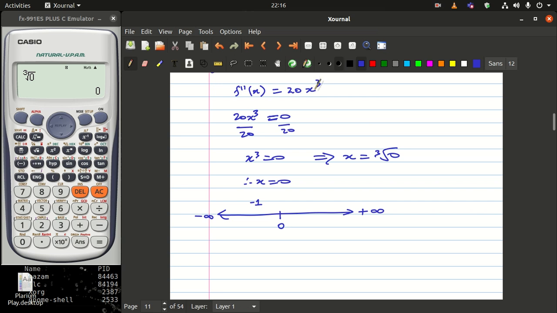So if I'm plugging in a negative 1, negative 1 times negative 1 times negative 1, we will end up having a negative. Of course, times 20 is always going to be a negative here. And then if I'm plugging in a positive 1, a number bigger than 0, then 1 times 1 times 1 is still going to be a positive, times a positive 20 is going to be a positive. Of course, at this particular point here, you can see that there's nothing happening.